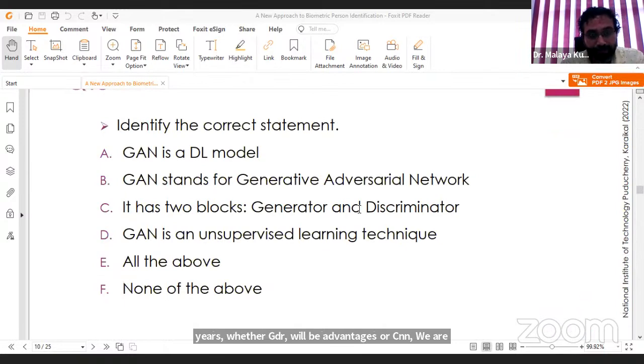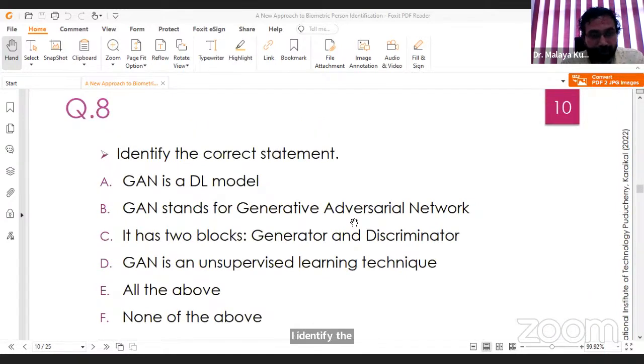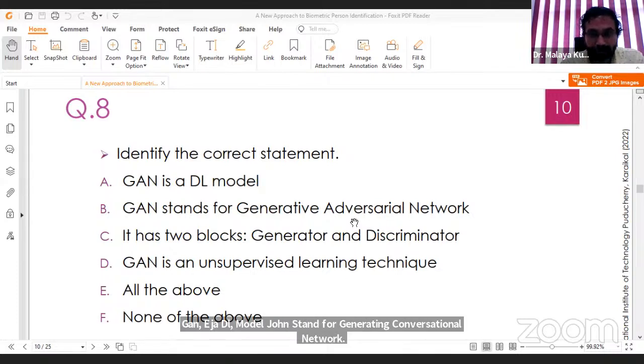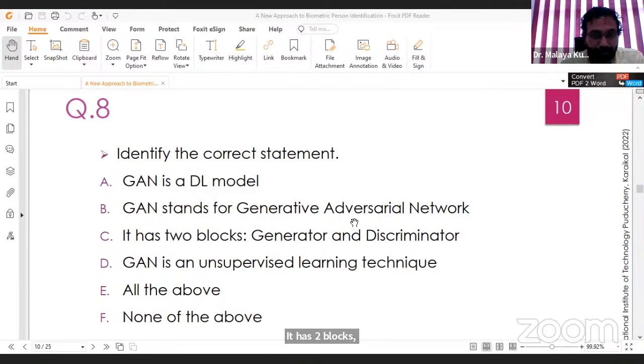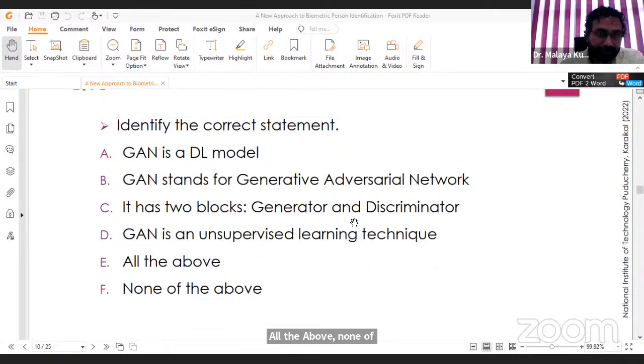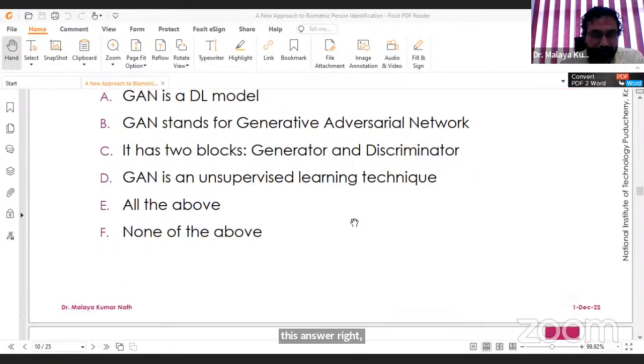Identify the correct statement. Here I have mentioned GAN is a DL model. GAN stands for Generative Adversarial Network. It has two blocks, generator and discriminator. GAN is an unsupervised learning technique. All the above, none of the above. When you are writing this answer, write one statement about the justification, which one is correct.